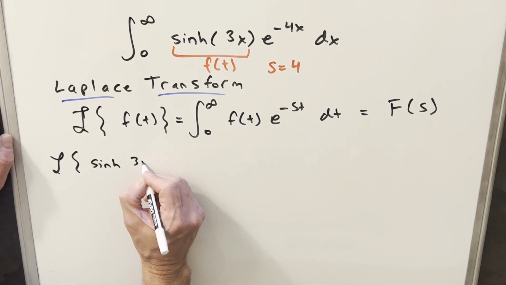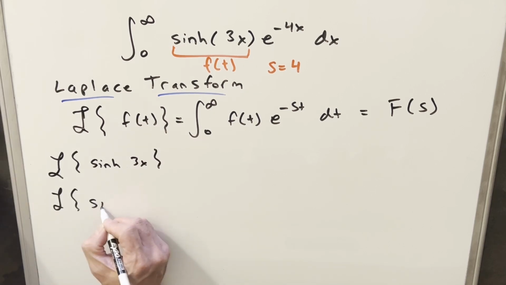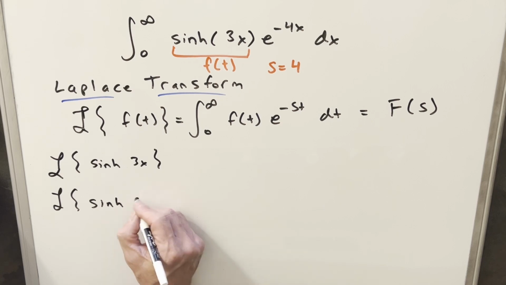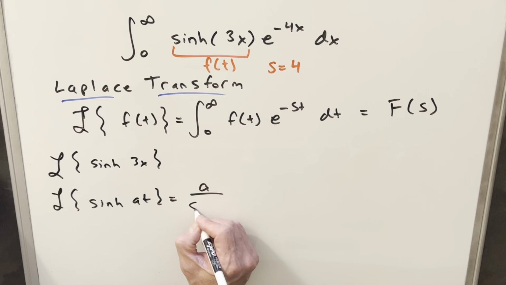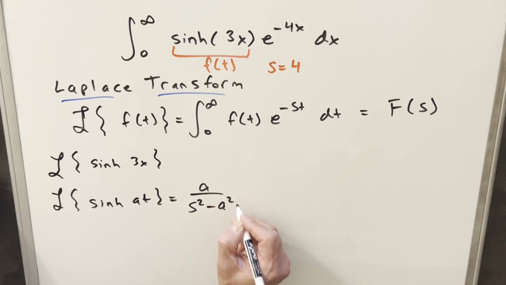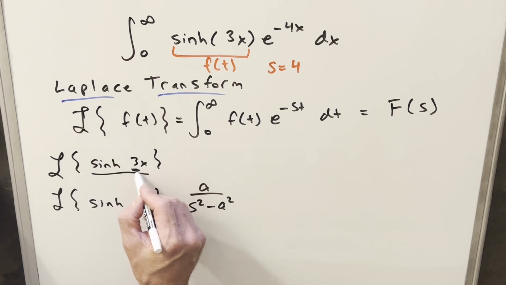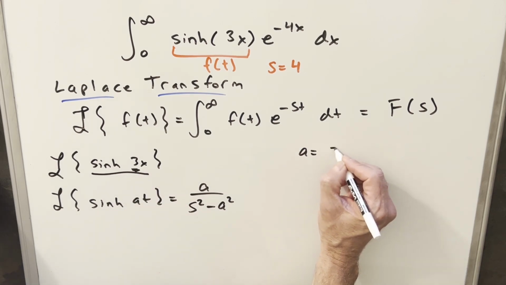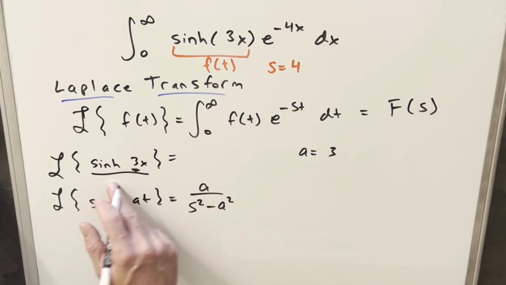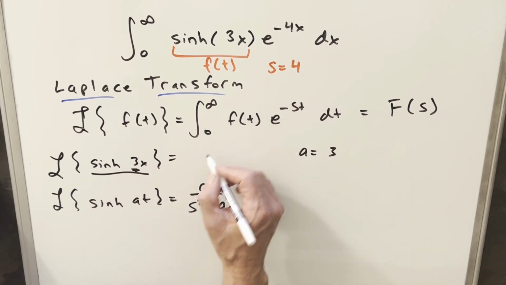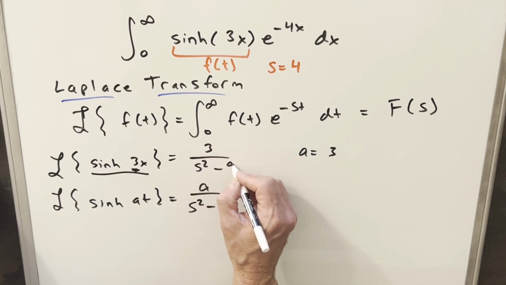And so with that f of t, we're looking for the Laplace transform of just sinh of 3x. But there's a nice formula for this that's going to help us out: the Laplace transform of sinh of, we'll say, at is going to be a over s squared minus a squared. So for the Laplace transform we want to find here, our a value is just going to be 3. So we have a is 3. Then using this, this Laplace transform, which is our integral, is going to be the same thing as 3 over s squared minus 9.